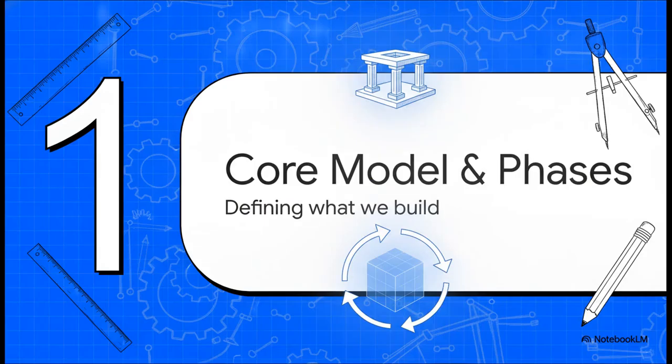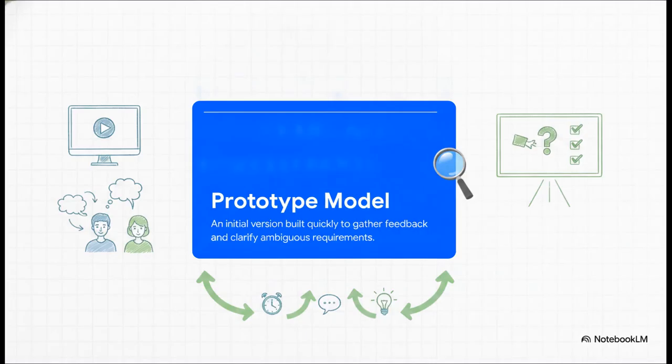So, Section 1, Core Model and Phases. Let's define what we're actually building here. Imagine I'm the senior architect mentoring you on your first big project. At its most basic level, the prototype model is an approach where an initial preliminary version of a system is built, well, quickly. The whole goal here, the entire point, is to gather feedback, understand what the user actually needs, and clarify any ambiguous requirements.